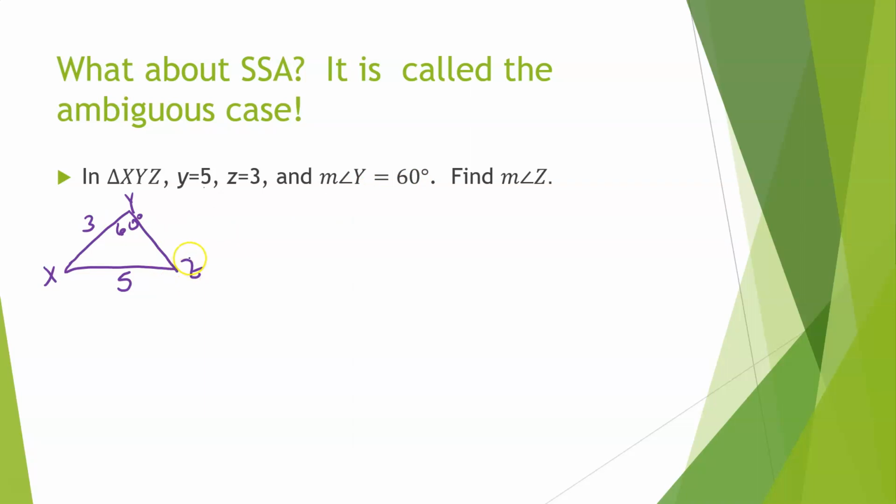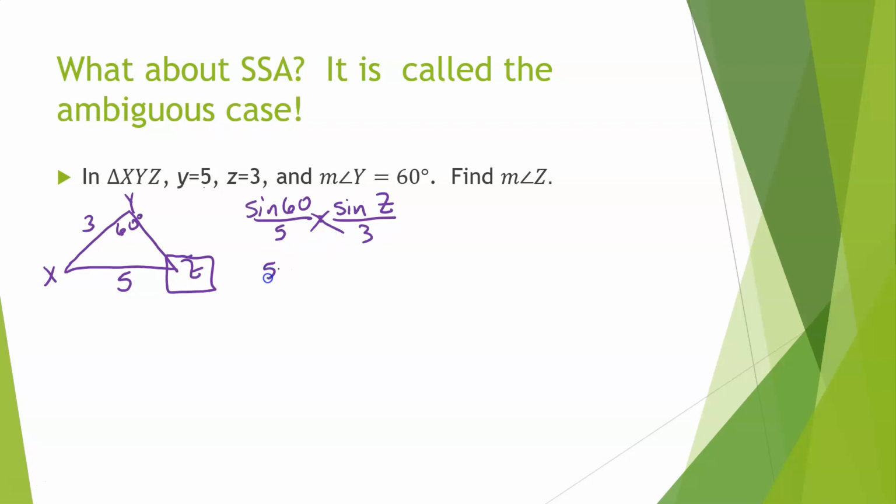Okay, so I want to find the measure of angle Z. This is what I'm trying to find. So I start with sine of 60 over the side length across from it, which is 5, equals the sine of Z over the side across from it, which is 3.